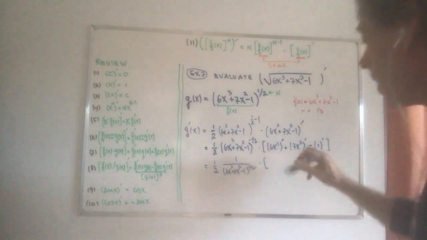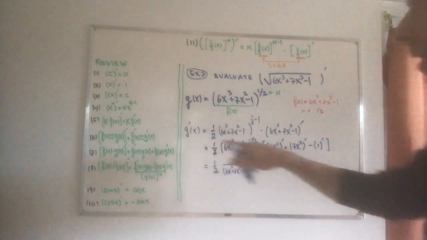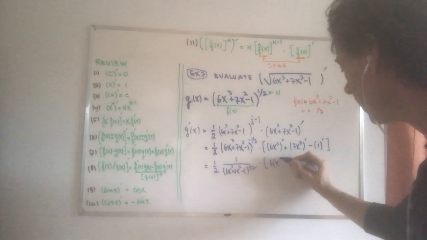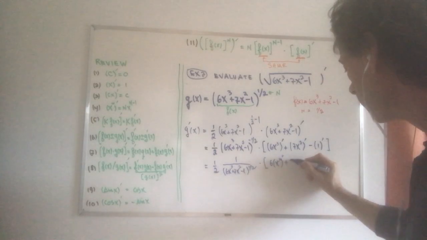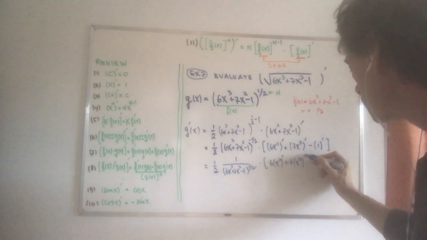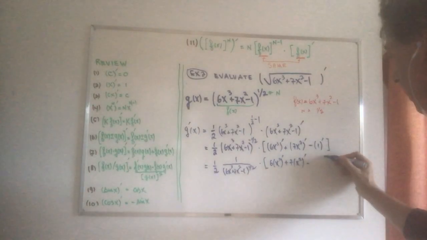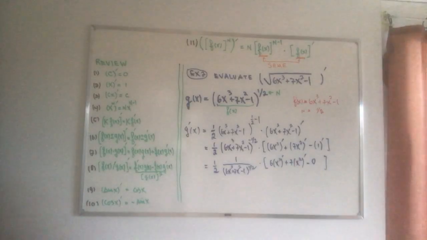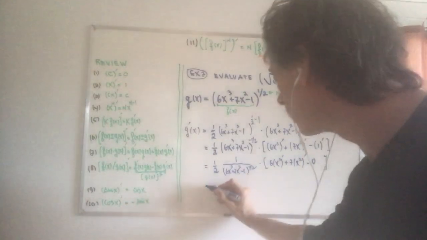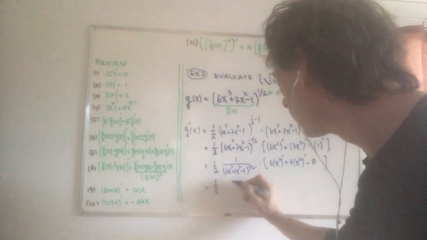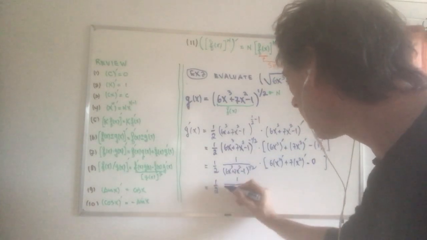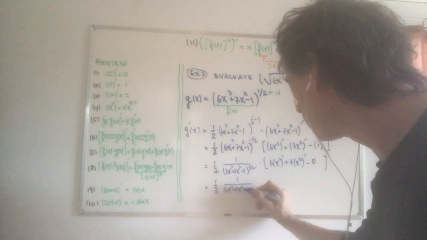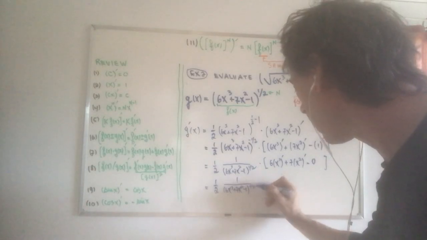Times. How do I derive 6x^3? Rule 5. There's a constant in a function. Take the constant out, derive the x^3. Take the 7 out, derive the x^2. Same rule. And what is the derivative of 1? It's a constant. The derivative is plain 0. Good. So that is 1 over 2 times 1 over 6x^3 plus 7x^2 minus 1 to the power of now positive 1/2.